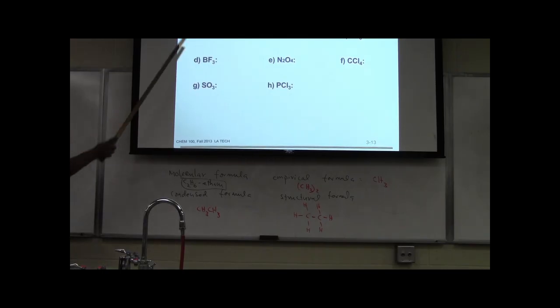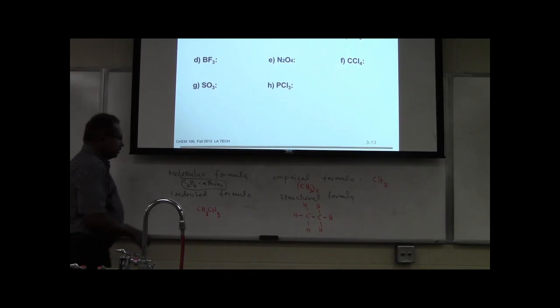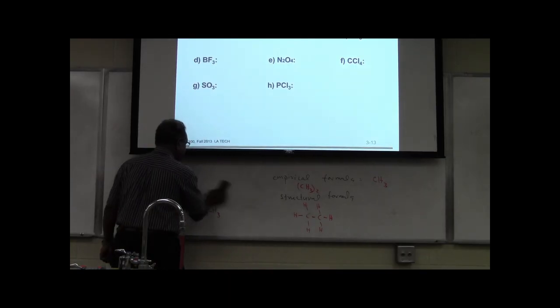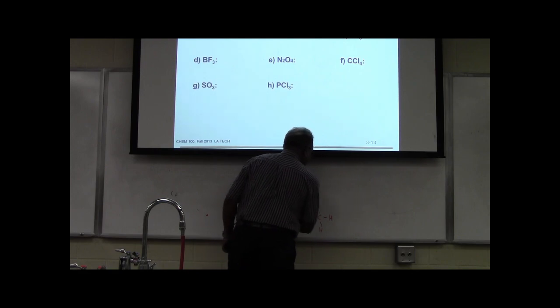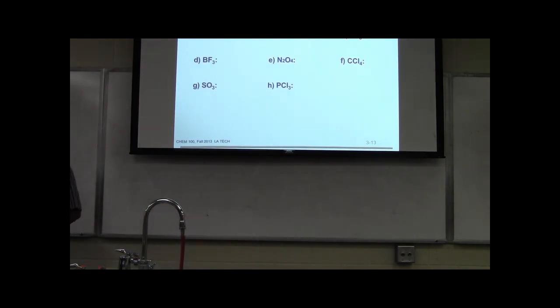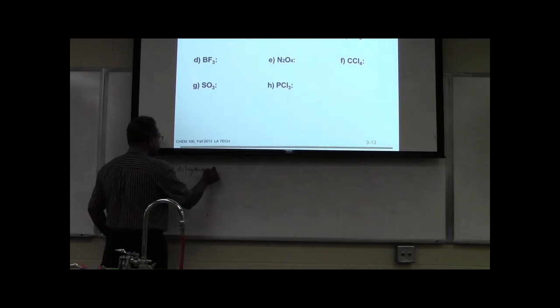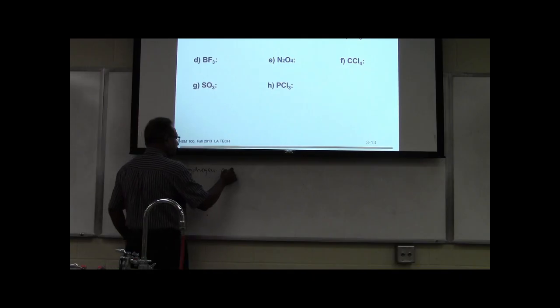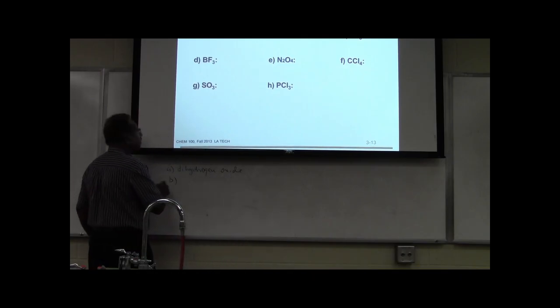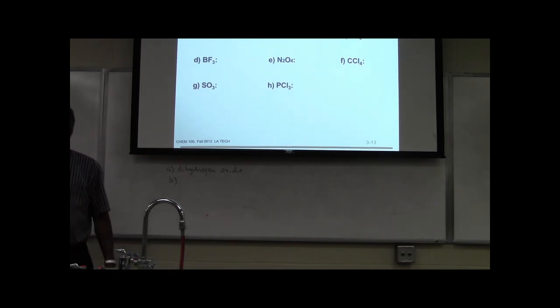All right, what is this? Water is dihydrogen oxide. Okay, can you write that down there? Okay, A is dihydrogen oxide. Okay, B is, what is that? Hydrogen chloride, all right? We call it hydrochloric acid, but that's kind of a common name. Hydrogen chloride.